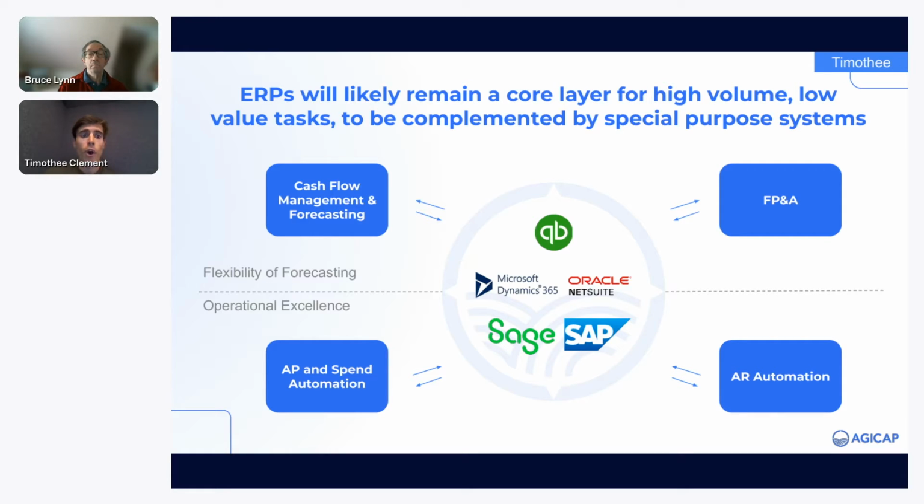At the bottom, more operational tasks, but which can still remain cumbersome in many ERPs. AP process automation, spend or expense management, the bill.com or TPLT, and the likes. AR automation as well to complement the ERP to collect payments from customers. So Agicap focuses on cash management and forecasting historically, but also covers AR automation and progressively more and more AP and spend automation.